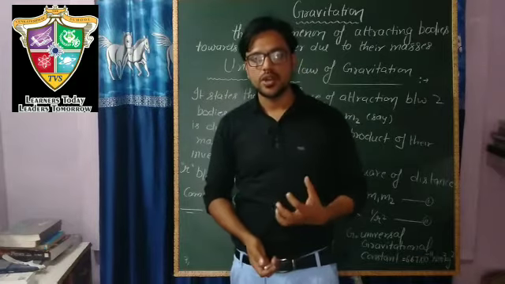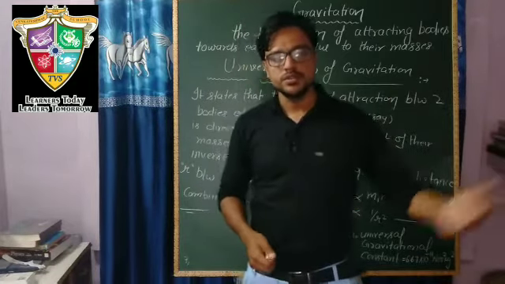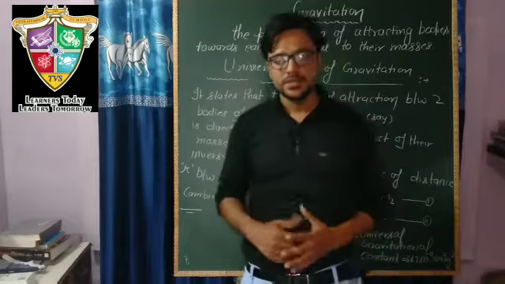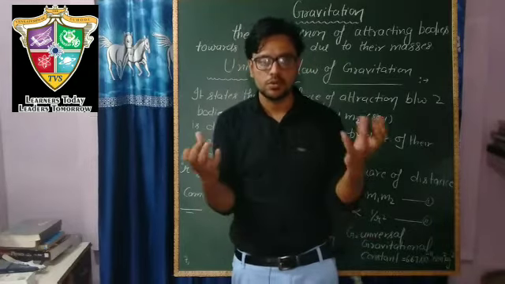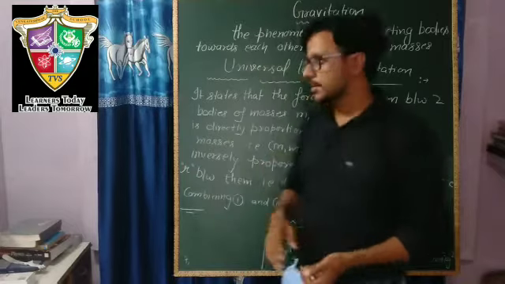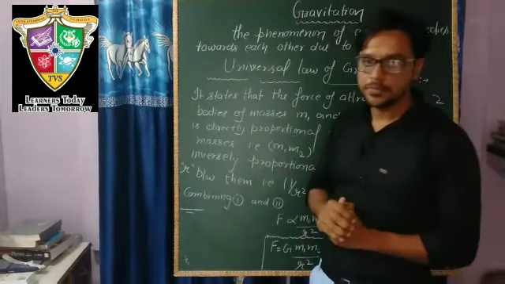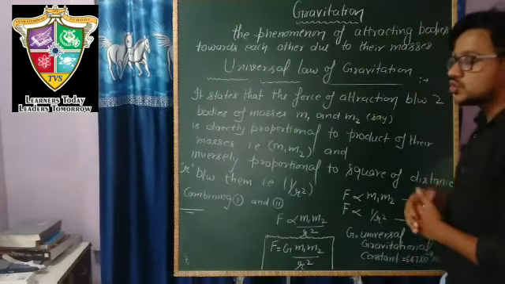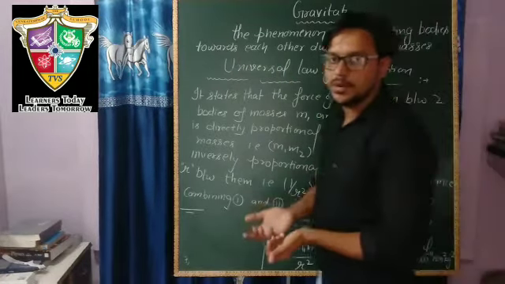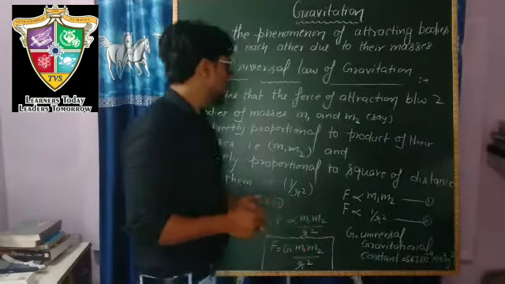If we want to calculate force between earth and moon, then the same rule is applicable. And if we wish to calculate force between two protons and neutrons, then gravitational force also exists between them. That's why it is known as universal law of gravitation. So what is the statement of this gravitational rule?